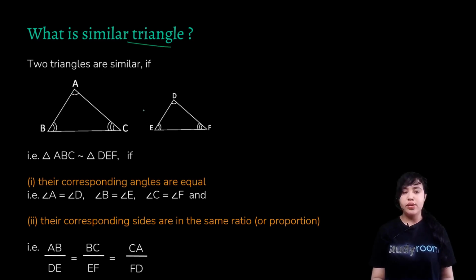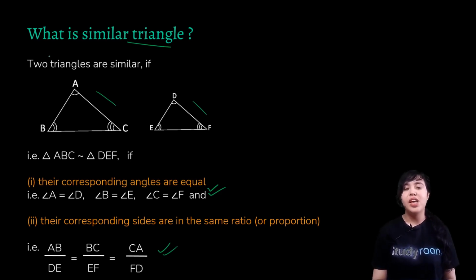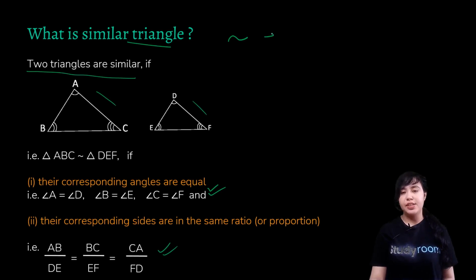A and D are equal. B and E are equal. C and F are equal. So the first condition is fulfilled. For the second condition, you need to find the representative fractions, which are nothing but the ratios of your corresponding sides. AB upon DE is equal to BC upon EF is equal to AC upon DF. So the second condition is also fulfilled. In that case, we say that the two triangles are similar. But instead of writing this entire statement, we can represent this symbolically using this symbol. This is the symbol which we use for similarity.